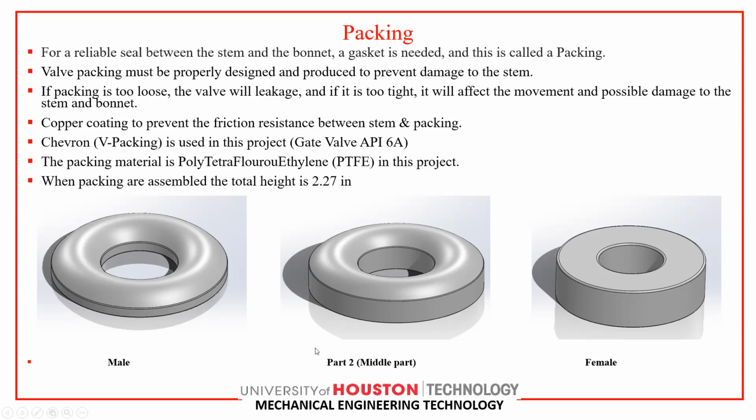And also, in our assembly parts for the packing, we use one male, two middle parts, and one female. When we assemble one male, two middle parts, and one female, the total height is equal to 2.27 inches. And the material that we have used for the chevron V packing is polytetrafluoroethylene, PTFE, in our design.